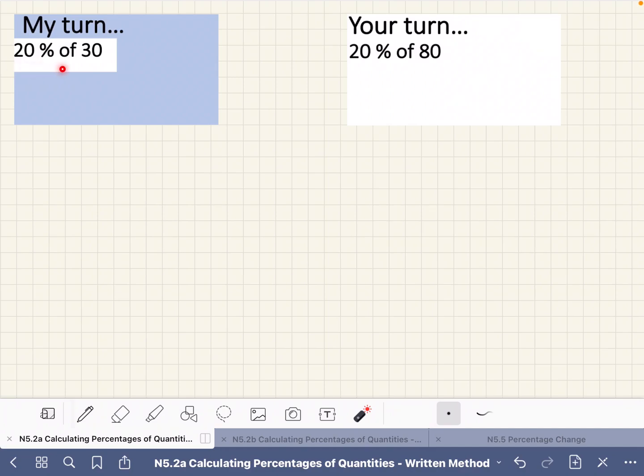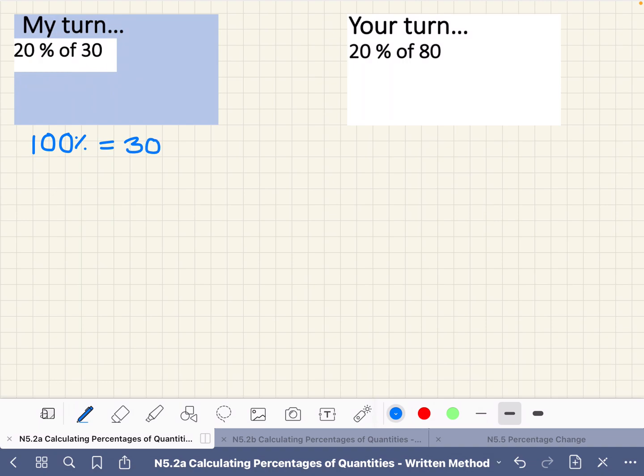Okay, we're looking at 20% of 30. So a strategy you can use for this type of question is to work in terms of percentages to begin with. So we're looking at 100% representing the full amount that we have to start with. So in this case, we're looking for 20% of 30. Therefore, 100% is equal to 30.